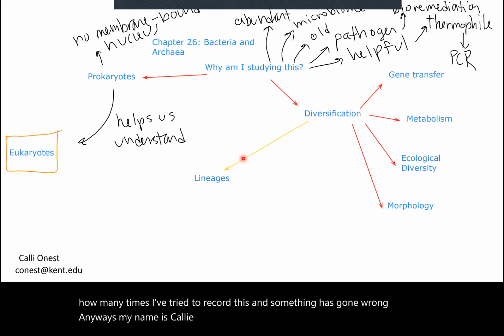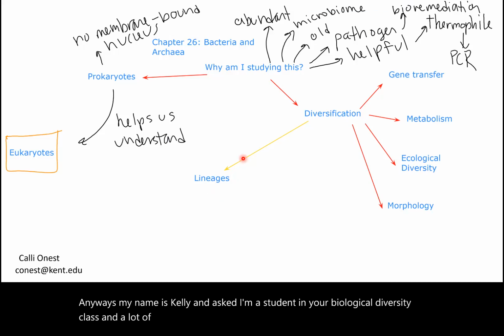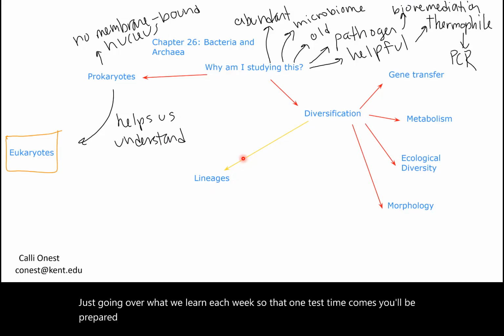I'm a student in your biological diversity class, and a lot of people wanted to start a study group, just going over what we learn each week, so that when test time comes, you'll be prepared and maybe you won't be as lost or whatever. And study groups are a good way to ask questions, not a lot of pressure, things like that.